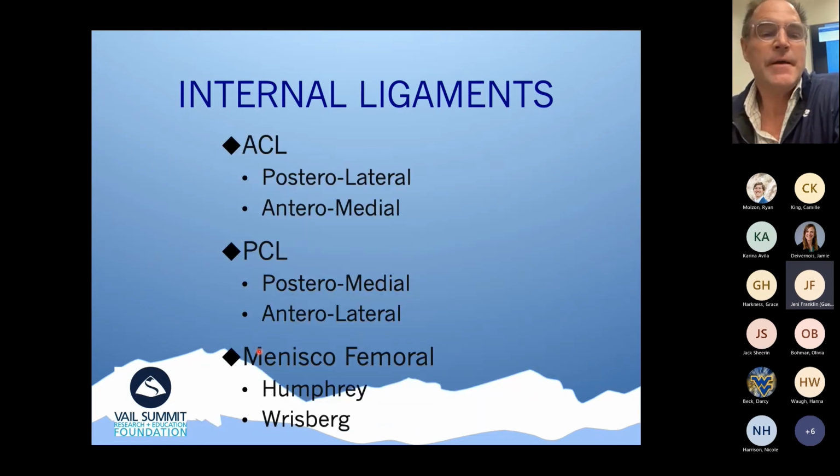So, like we said, posterior lateral, anterior medial on the ACL. The PCL is named differently, posterior medial and anterior lateral. And then meniscofemoral, you've got Humphrey and Wrisberg.